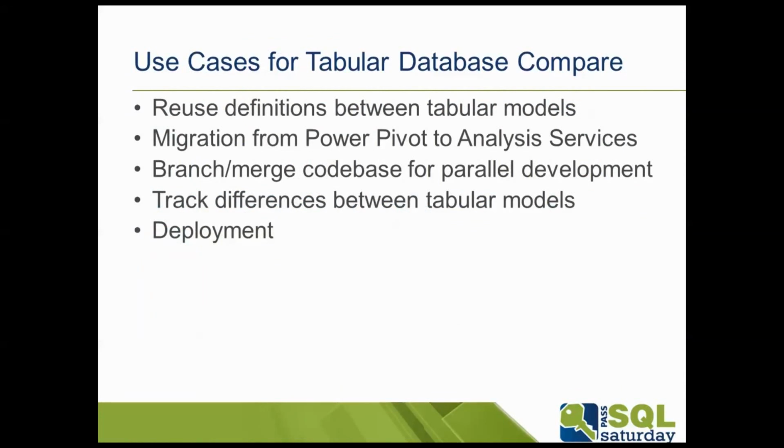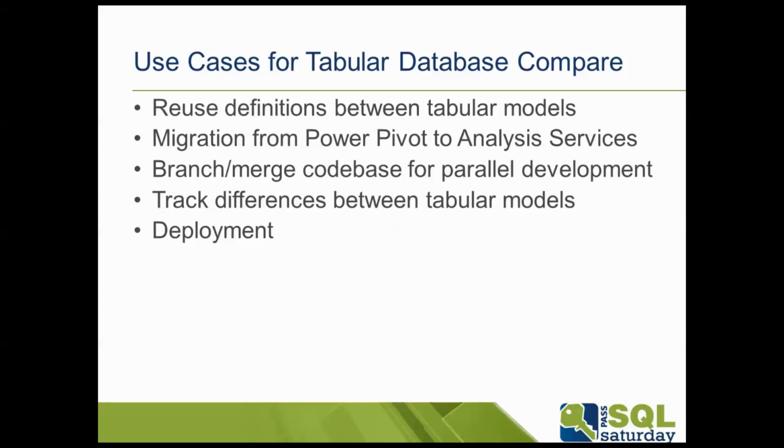At a basic level, we can use it to reuse definitions between tabular models. In an enterprise organization, there could be multiple data warehouses, data marts, cubes, tabular models. So how do we avoid reinventing the wheel every time we create a new tabular model, given that there will be a significant overlap in terms of the business definitions covered by those models in many cases? So we can use it to help promote a single version of the truth in that respect.